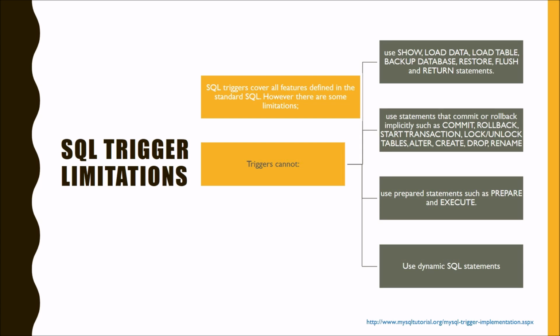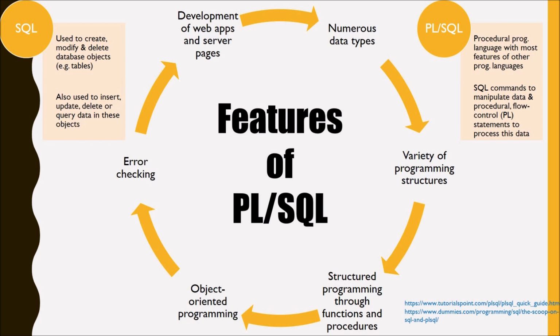SQL triggers also can't use statements that commit or roll back implicitly, such as commit, rollback, start transaction, lock or unlock tables, alter, create, drop, or rename. They also can't use prepared statements like prepare and execute, or use dynamic SQL statements.